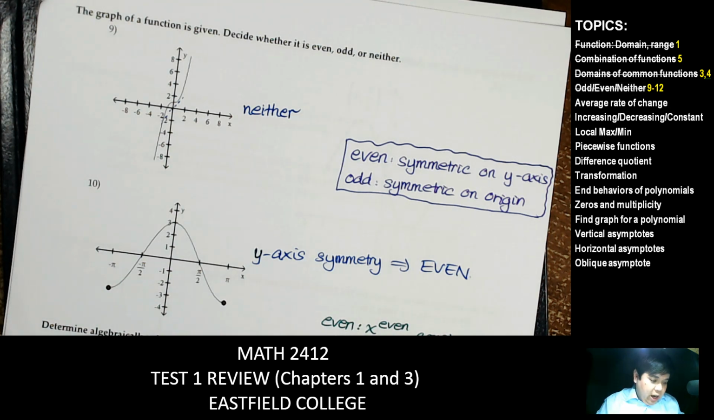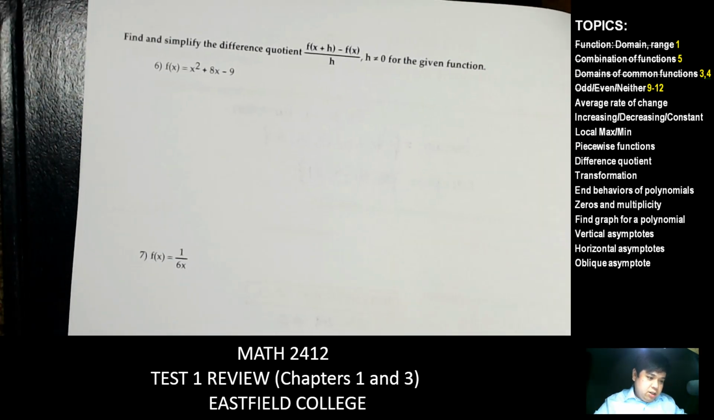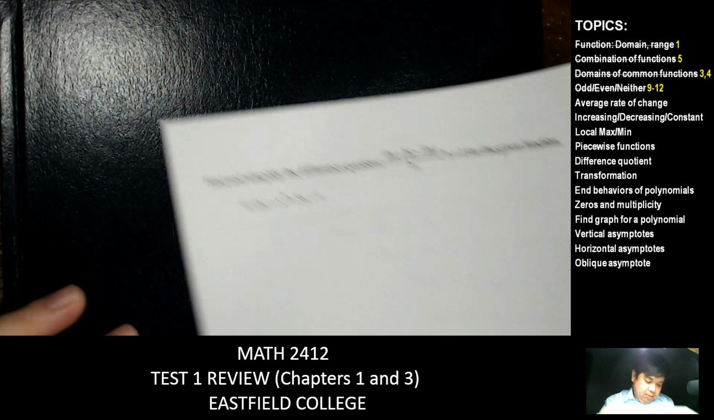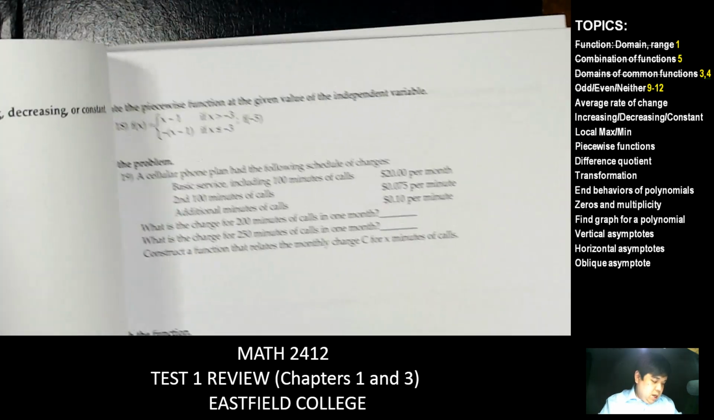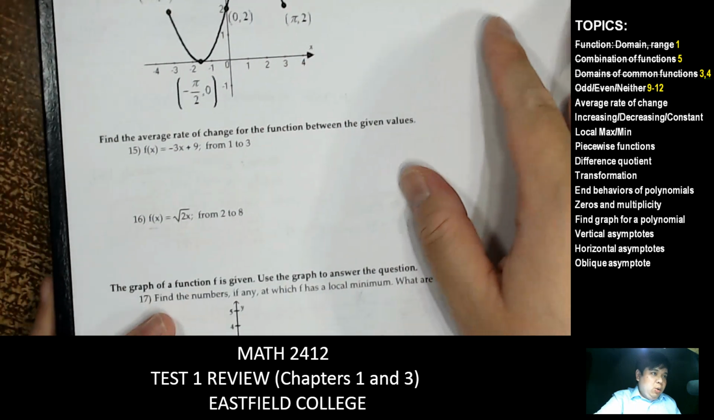Right. Next, average rate of change. What's that? 15 and 16. I'll do 16.